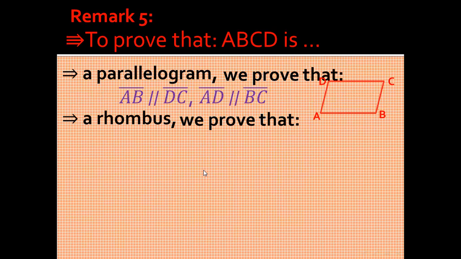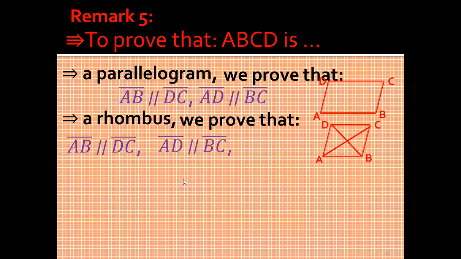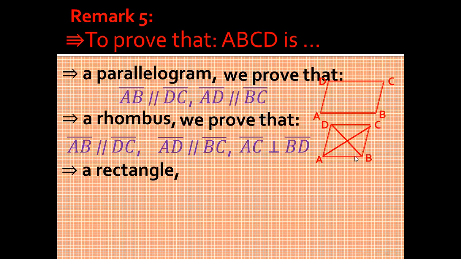Or we can prove that only two opposite sides are equal in length and parallel at the same time. To prove a rhombus, rectangle, or square, which are special cases of parallelogram: in the rhombus each two opposite sides are parallel, as in a parallelogram. So at first we must prove that the shape is a parallelogram. To prove that it is a rhombus, we must first prove that the shape is a parallelogram. To prove that the shape is a rectangle, we first prove that the shape is a parallelogram.